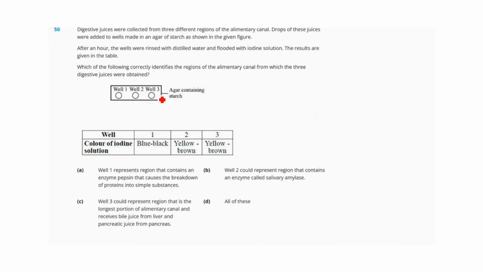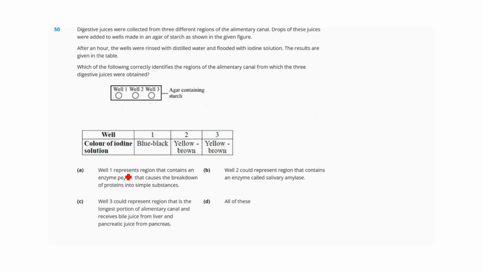So these enzymes will degrade the starch if possible. If after digestion starch is present, then there will be a change in color. Blue black it will be if starch is present. If that starch is being digested, it will remain the same, right? There will be no change in color. So we can see that in well 1, the blue black is there. In well 2, brown yellow. In well 3, brown yellow.